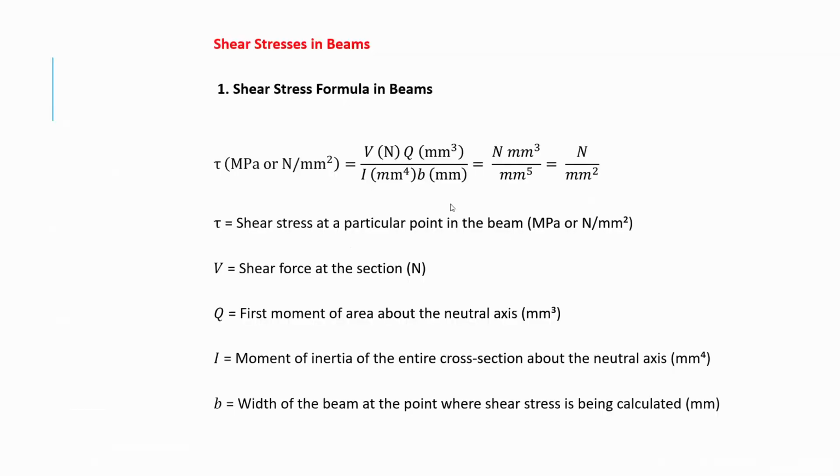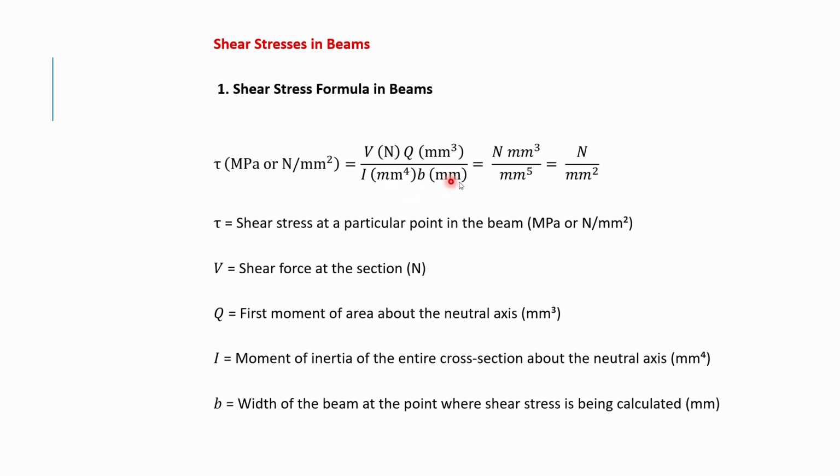Let us interpret some more formulas. So we know that the shear stress formula for beams is given by tau is equal to shear force V multiplied by Q divided by I multiplied by B. V is in Newton, Q is in mm cube, moment of inertia is in mm raised to 4 and width is in mm. So this is nothing but Newton mm cube that we have written in the numerator.